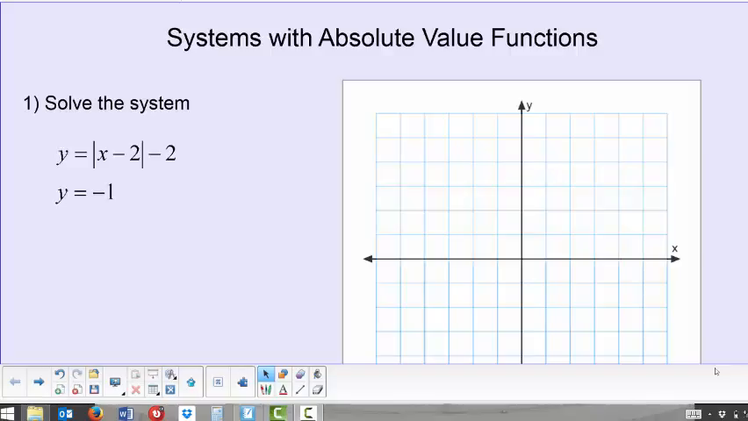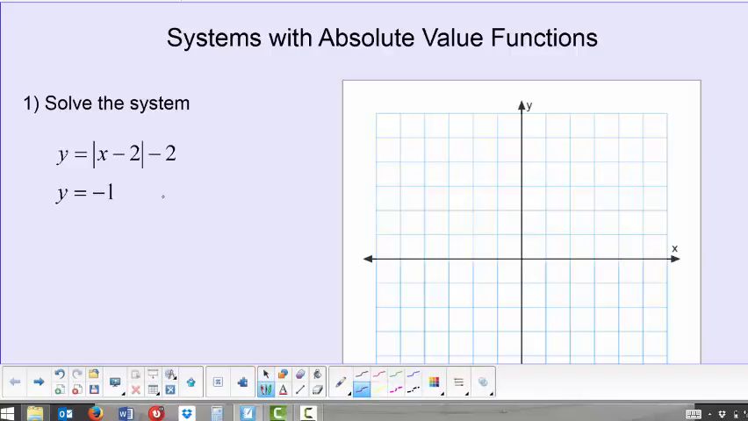So as you can see on this problem, number one, we have one equation that's an absolute value and one that's linear. And remember, the solution to a system is where the two functions intersect. So if I graph this first one, this is our absolute value function. This is going to have a translation to the right 2 and then down 2, so my vertex will be there. The same vertical stretch as the parent function, so up 1 over 1. So my absolute value function will look like this.